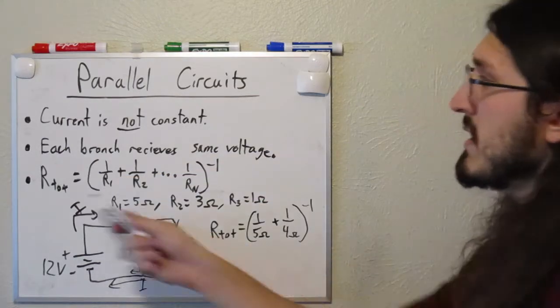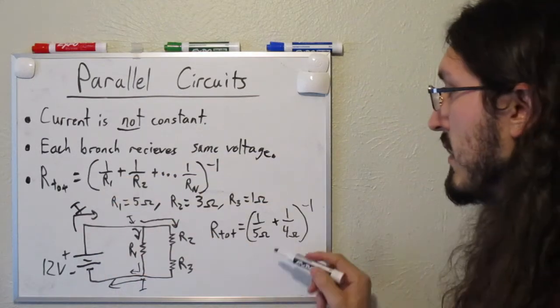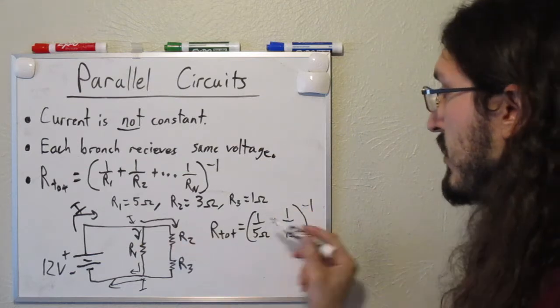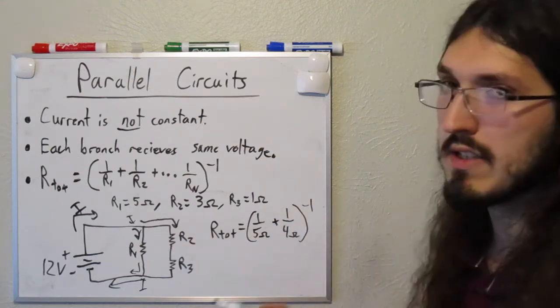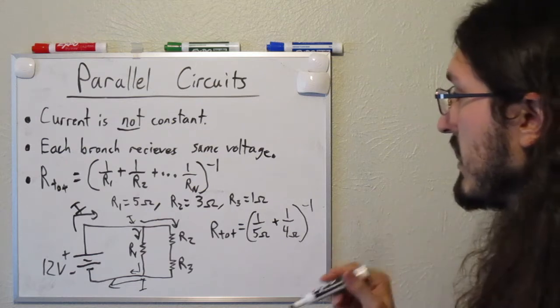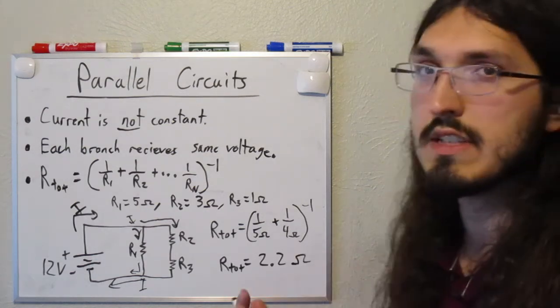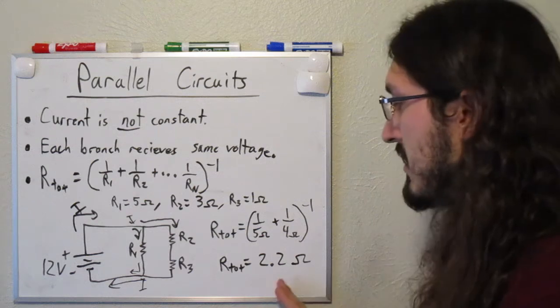Okay, here I've written out this equation with my numbers plugged in. I have 1 over 5 ohms for the first branch, and then for the second branch, 1 over 4 ohms. Then I put that in parentheses and put it to the -1 exponent. Okay, this comes out to about 2.2 ohms for the total resistance of the circuit. Alright, so now we have the total resistance.